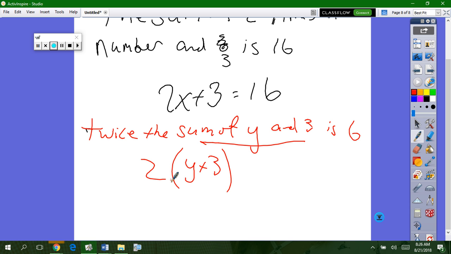Okay? You see the difference? Last time it said the sum of 2 times a number. Now notice the difference here is it says the sum, then the things that we're adding together, right? This time it said we're doing twice, then the sum. Okay? Yes, no?